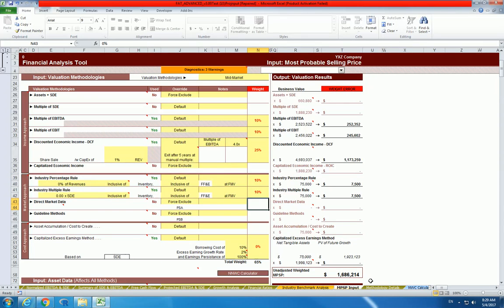Finally, the cost approach is best used when assets compose a significant portion of the business's value or earnings are non-existent or below the required ROIC that the assets demand and are not expected to rebound in the near future.